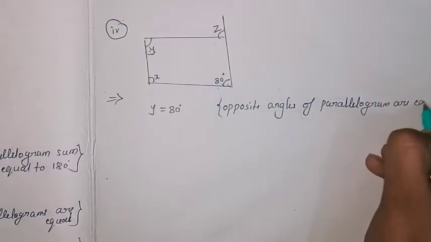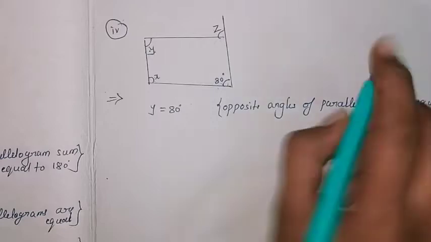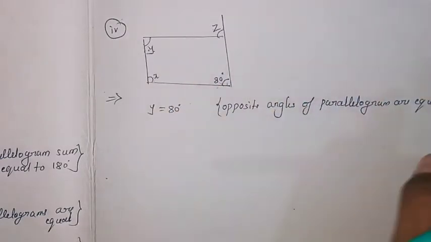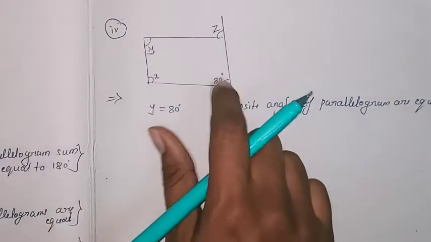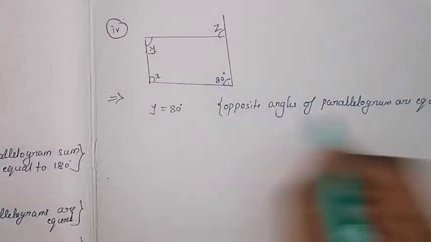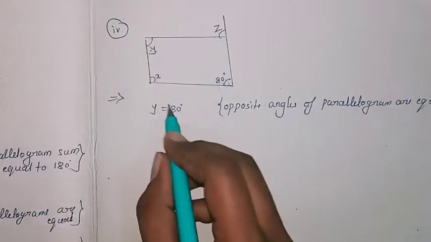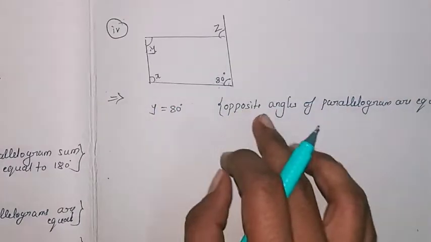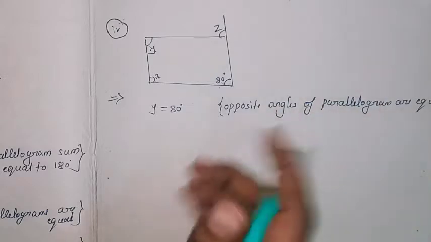Whenever you are writing something, you have to give a reason. If you are writing 80 plus x equal to 180, then you have to give a reason. If you are writing 80 is equal to y, then you have to give a reason. This is very important. Without a reason, if you write this, it is not valid. So you have to give a reason whenever it is necessary.